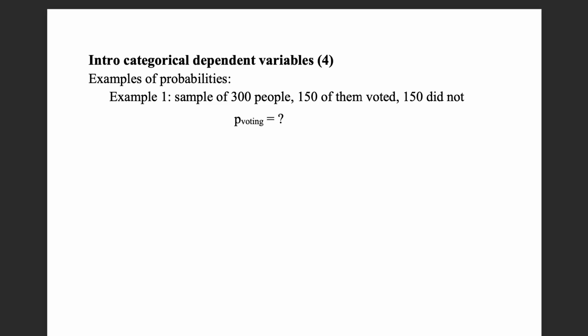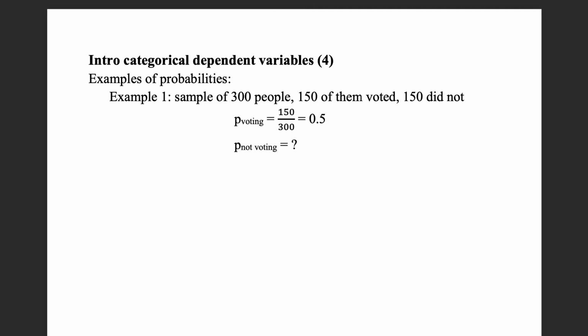As always, first think for yourself. How would I solve the formula? What would the result be? Well, again, what is the formula for probability? Number of events divided by the number of observations. So we have 150 people that experienced the event. They did vote, they experienced the event of voting. So we have 150 events divided by how many observations? 300 observations. So in other words, the probability works out to 0.5.